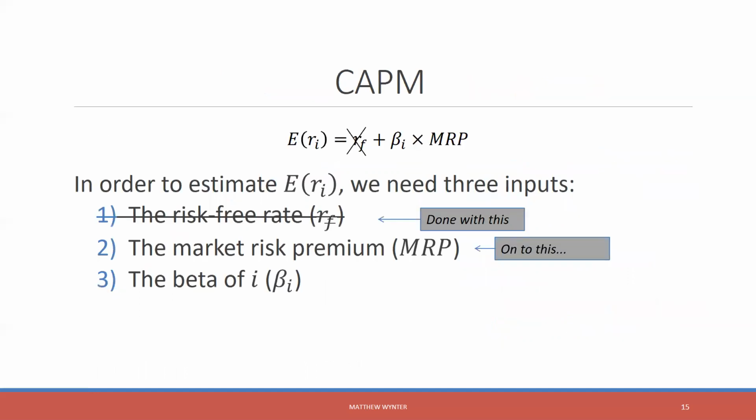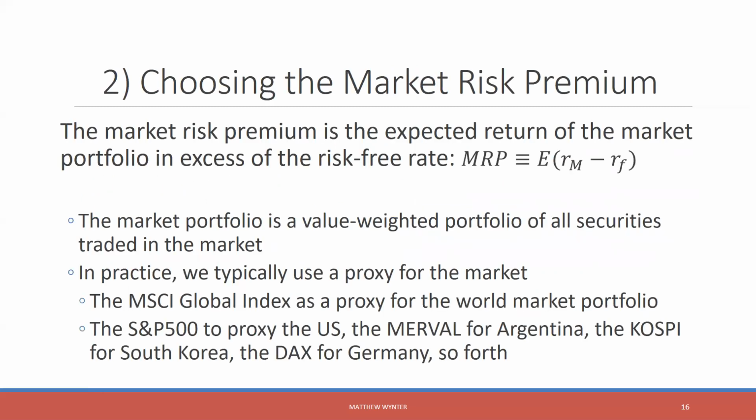Okay, so we've got part 1 down, our risk-free rate. We're going to use US government bonds, and depending upon the life of our project, we'll try to match the maturity of the project. The next piece of our CAPM is the market risk premium: our returns from the market minus our risk-free rate. So let's jump in. Choosing the market risk premium. The market risk premium is the expected return of the market portfolio in excess of the risk-free rate.